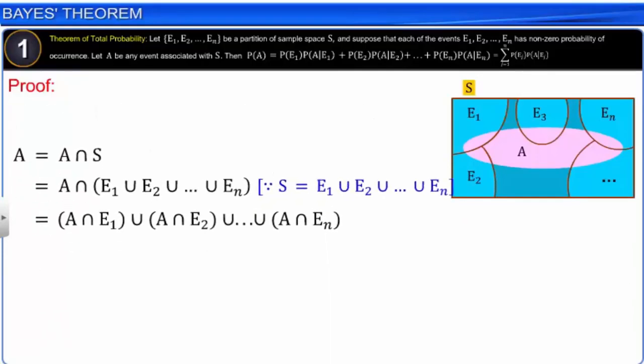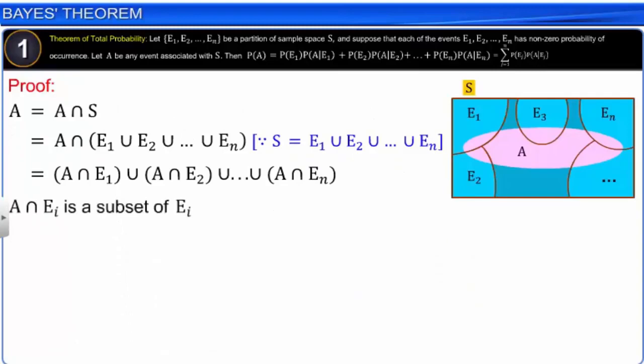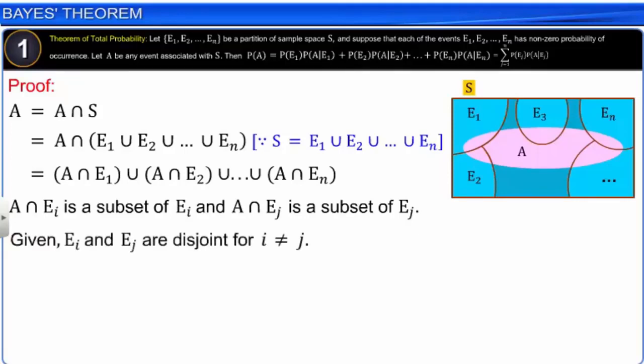From the figure, A intersection Ei is a subset of Ei. Similarly, A intersection Ej is a subset of Ej. Also, the events are pairwise disjoint. This implies that any pair of events Ei and Ej are disjoint, for i is not equal to j.